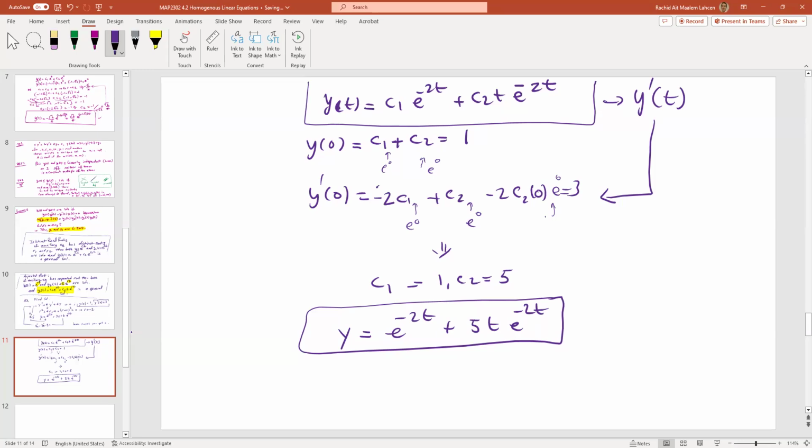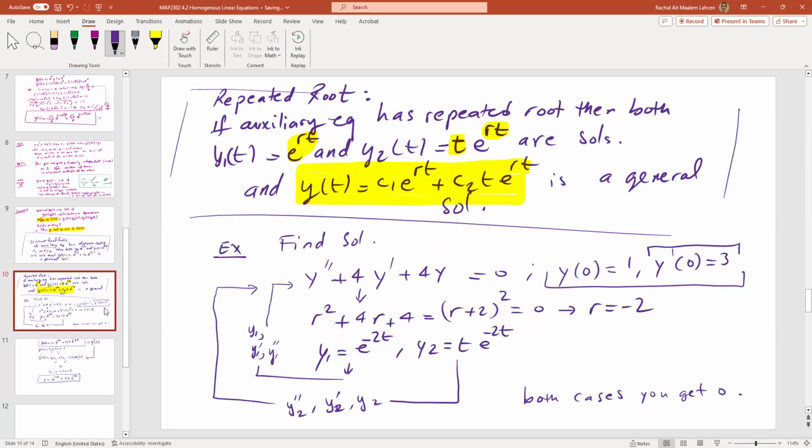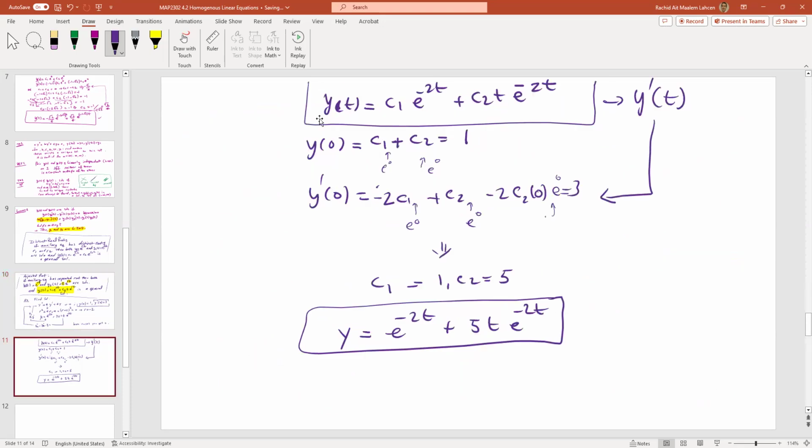I think I'll stop here, and in other videos, we'll do some examples. But I'm trying to give you here the concept so you can understand it in general. When it comes to repeated roots, you're going to propose these two solutions, and there is a linear combination that comes, and you will need the initial conditions to find C1 and C2. So once you get y, you find y prime and you use the other initial condition, and that gives you that.